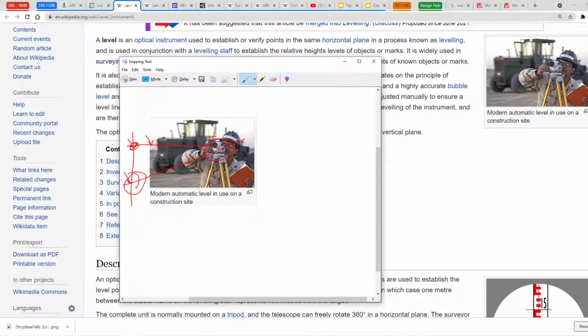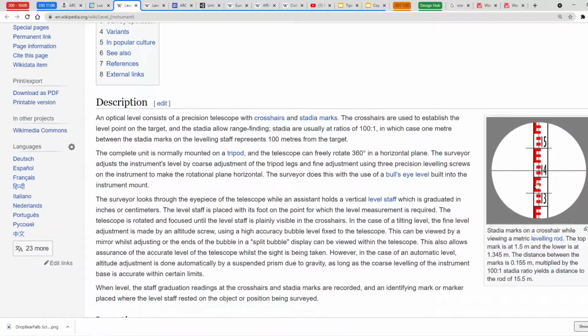But we want that very, very level, and all we do is we start taking elevations. We don't want that one. We do want that one. And that's how you get the elevations where the person has their rod sitting.